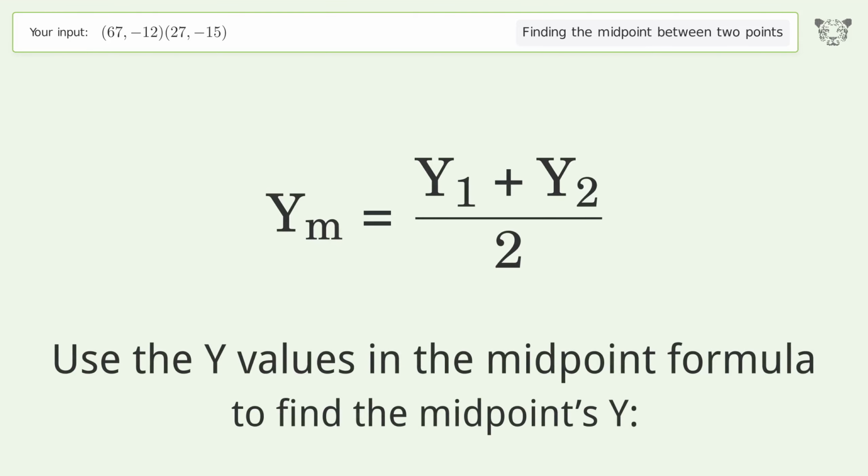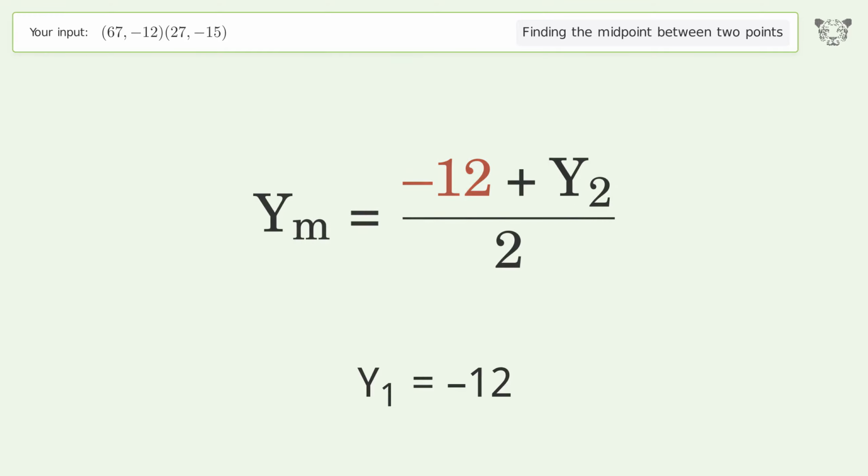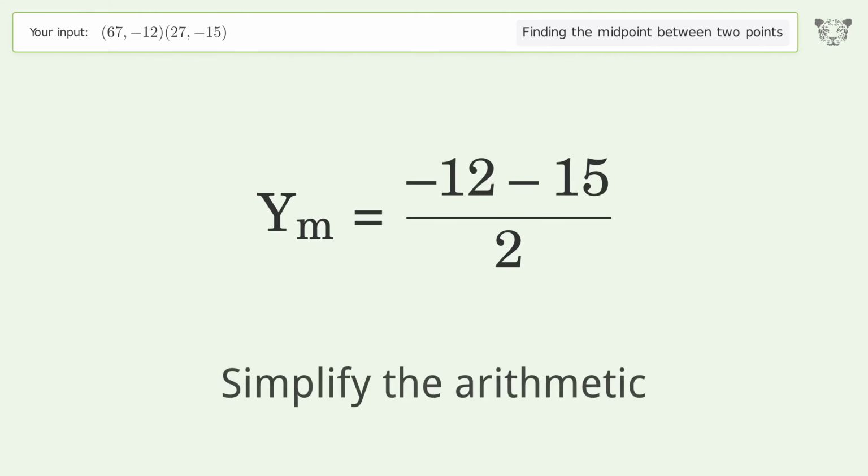Use the y values in the midpoint formula to find the midpoints y. y1 equals negative 12. y2 equals negative 15. Simplify the arithmetic.